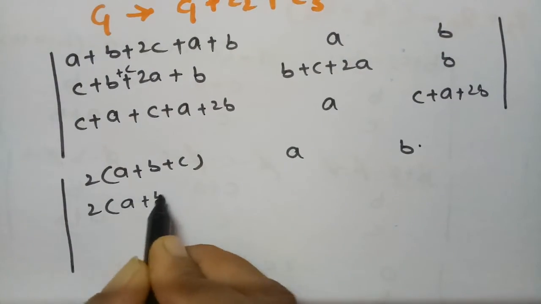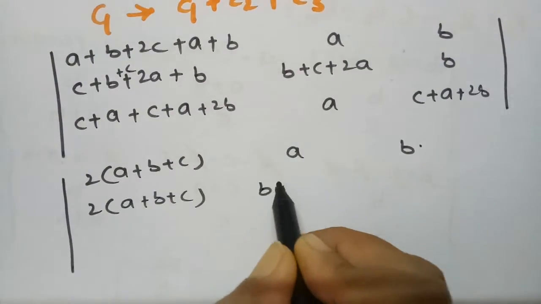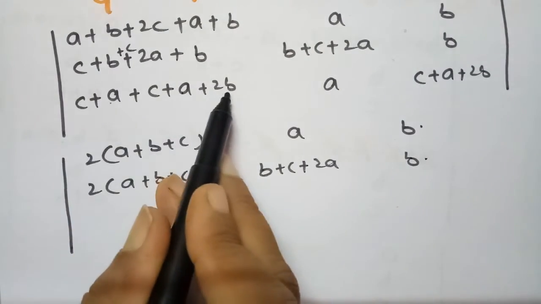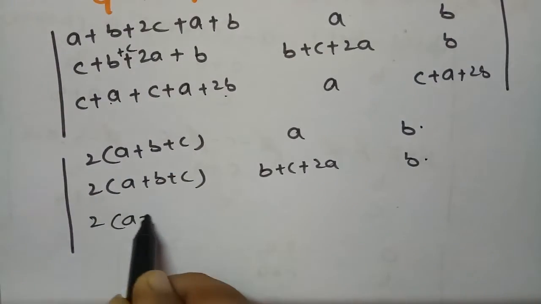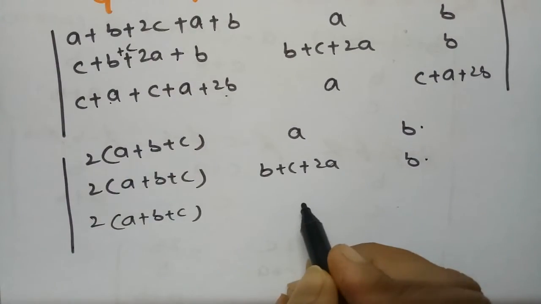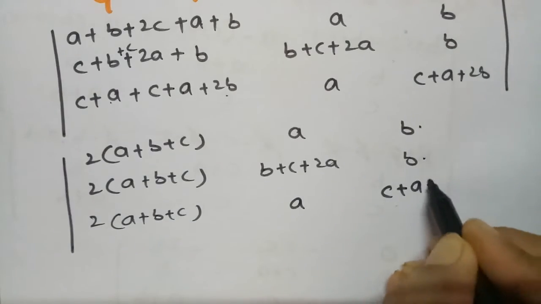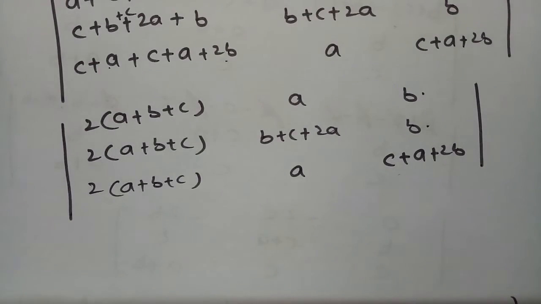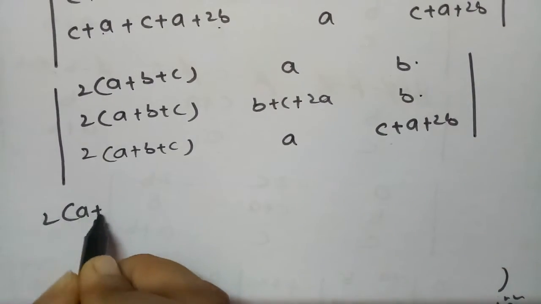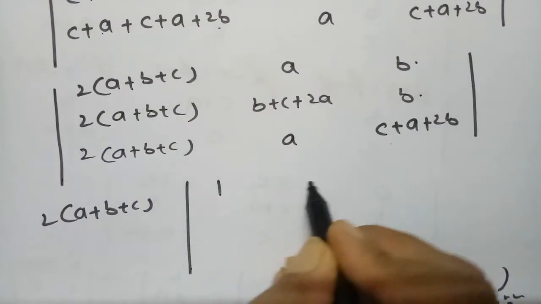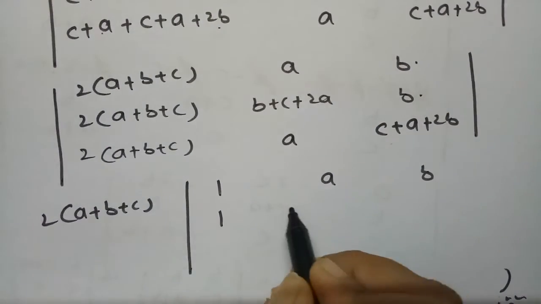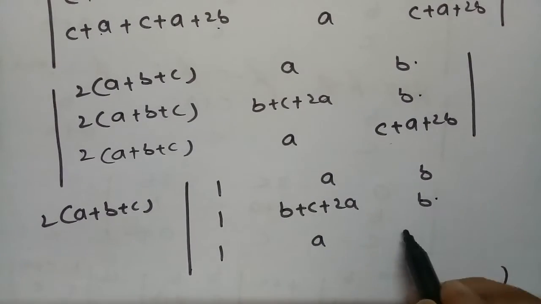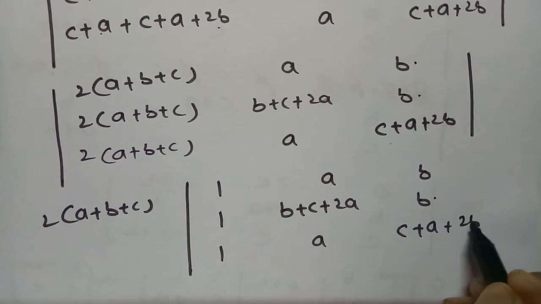So this is 2 times of A plus B plus C, and this is B plus C plus 2A, and this is B. And here if you see, there are 2 A's, 2 B's and 2 C's. Again 2 times of, this is A plus B plus C, this is A, and this is C plus A plus 2B. And if I take common, that is 2 times of A plus B plus C, that is 2 times of A plus B plus C. If I take common, this is 1, A, B and this is 1. So this is B plus C plus 2A, this is B, this is 1, this is A, and this is C plus A plus 2B.